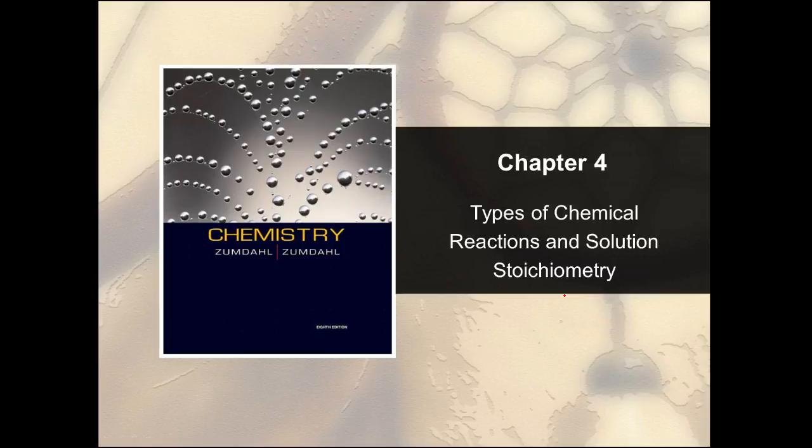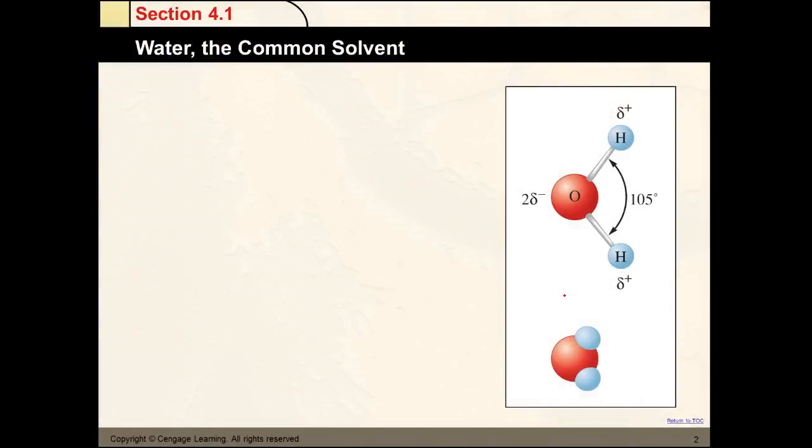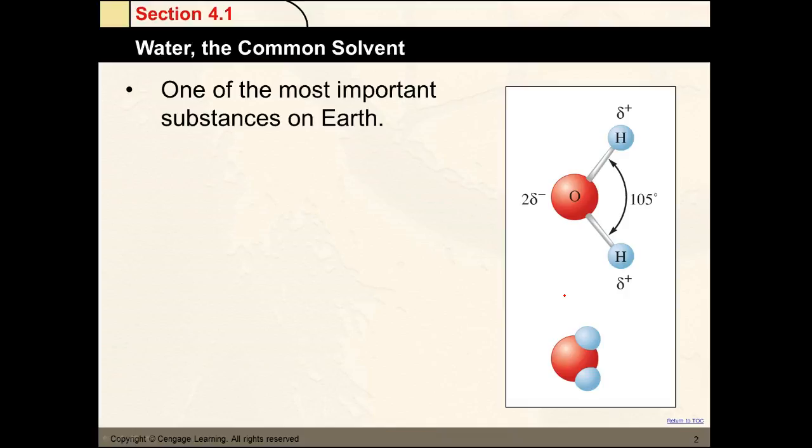Today we're going to talk about water, and then we're going to talk about electrolytes. These are the first two sections in chapter 4. Now the first thing that we want to talk about is water, and why it's one of the most important substances on Earth.